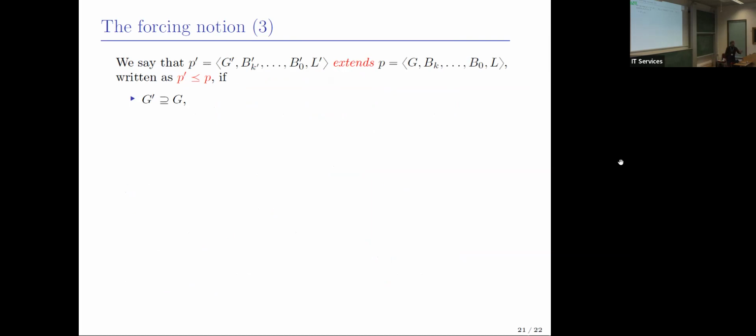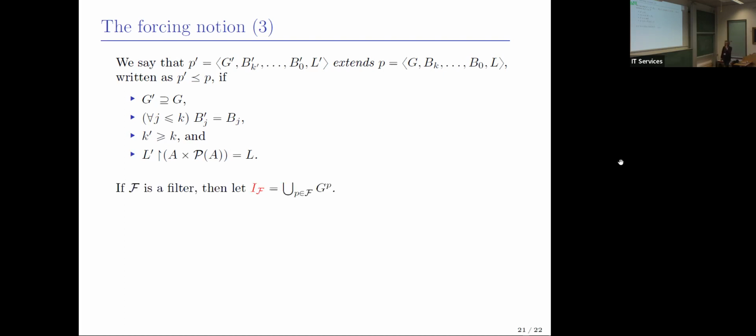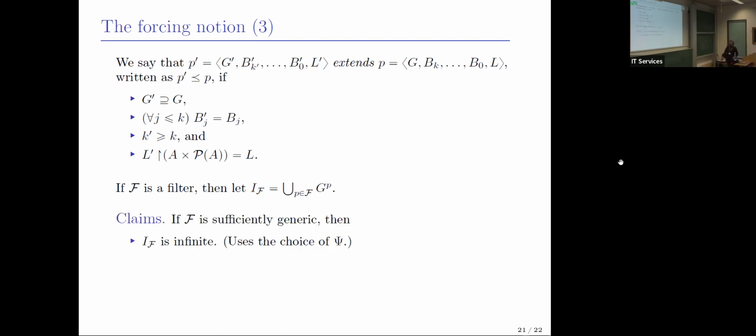The good set grows. You can't grow bad sets. You can add new bad sets, and the old bad sets remain the same. And anything that was already labeled has to keep the same label. If we have a filter, the union of all the good sets for conditions in the filter is our I. And if F is a sufficiently generic filter, then I sub F is infinite.